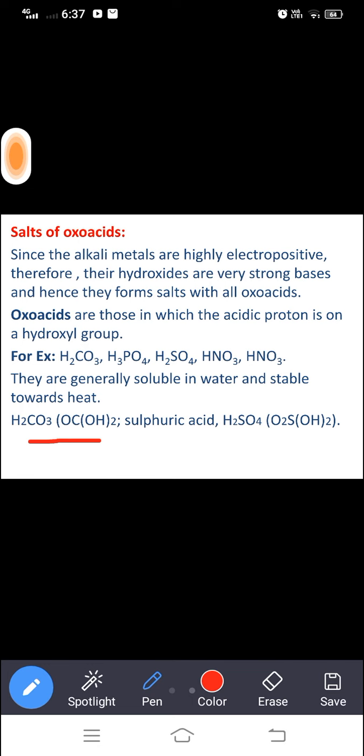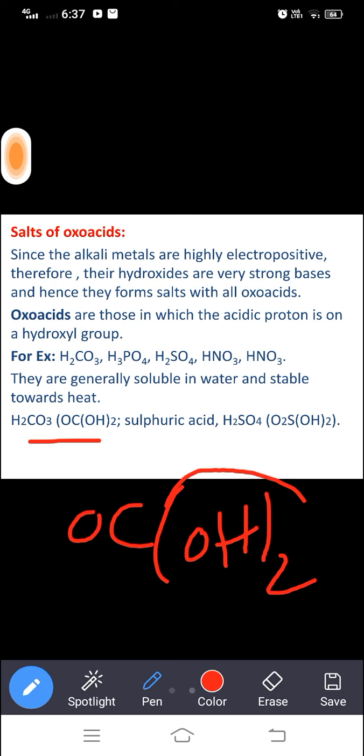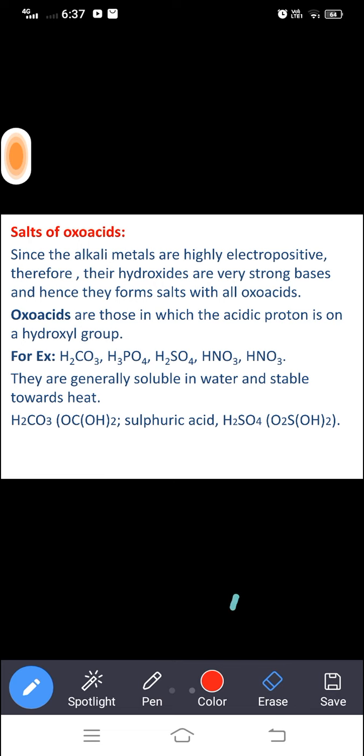Here I mentioned H2CO3, which we can write like this, OC and OH twice. Why I wrote it like this: because it has 2 hydroxyl groups, and the acidic proton is in those hydroxyl groups. To represent that, I wrote it like this. Sulfuric acid also, with OH twice. The same H2SO4 we can write like this to differentiate the hydroxyl group, the acidic proton.